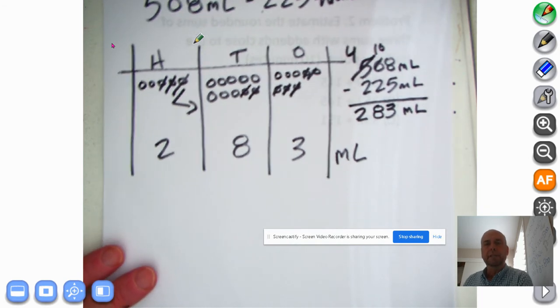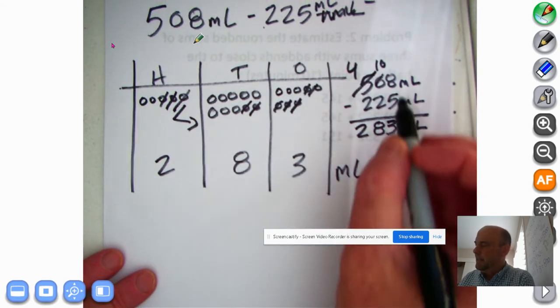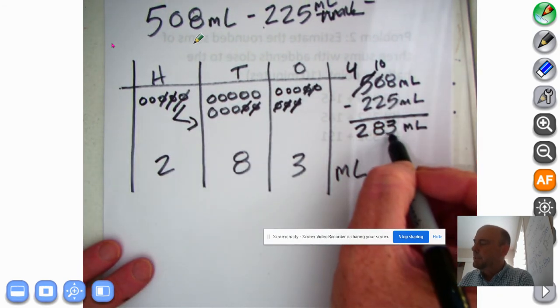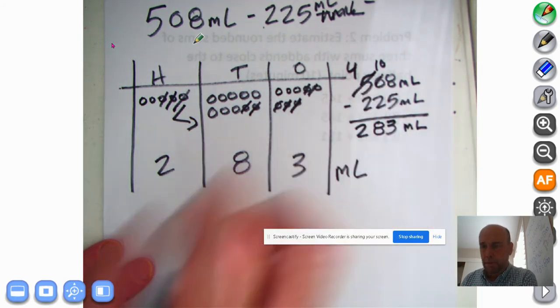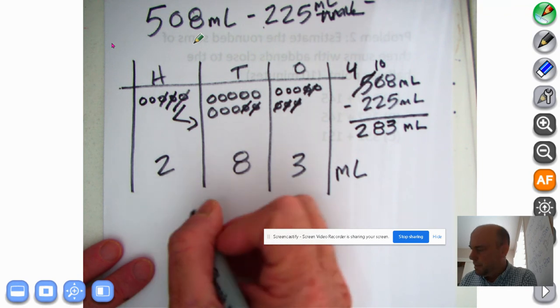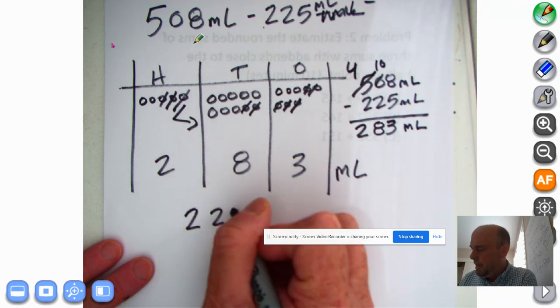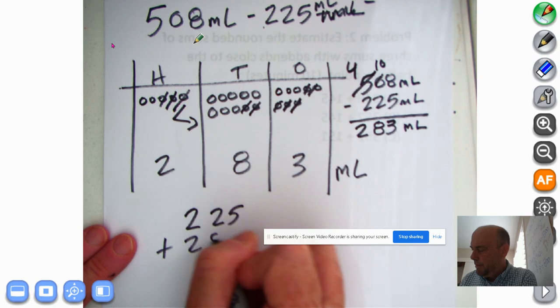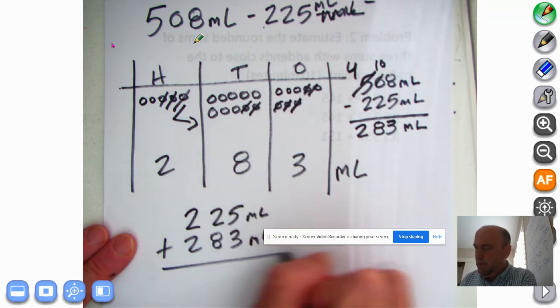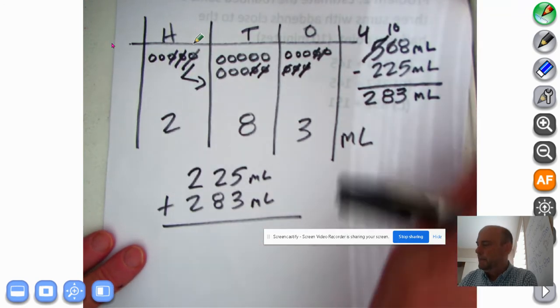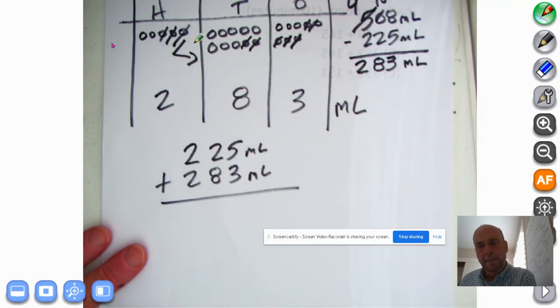Now comes the time for you to check. And how you're going to check is you're going to take the number we subtracted and add on the answer. And it should come to the total number we started with, the whole as it's called. So 225 plus 283, and we're talking milliliters. So what I'd like you to do is to do the addition yourself, pause the recording, and check back after you're done. Oh, so glad you got done so quickly.